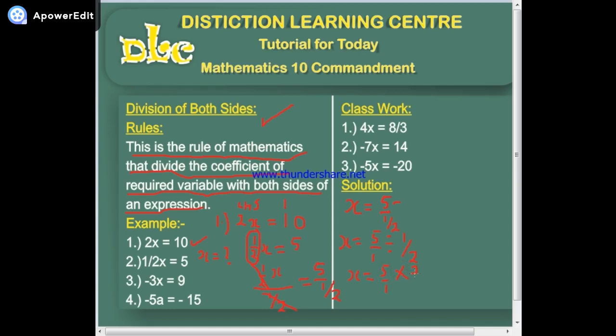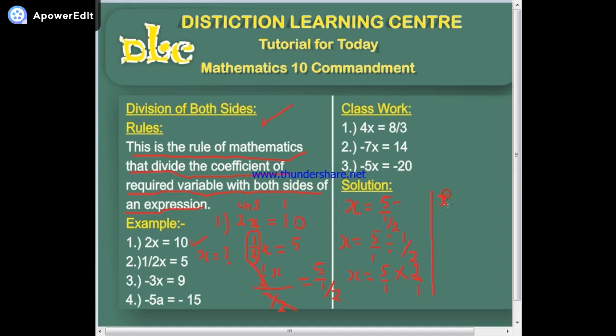If the division changes to times, that means you are going to reciprocate the next fraction. And how can you reciprocate the fraction? The denominator of the fraction will go to the numerator, and the numerator will go to the denominator. So the 2 goes to the numerator, and the 1 comes to the denominator.